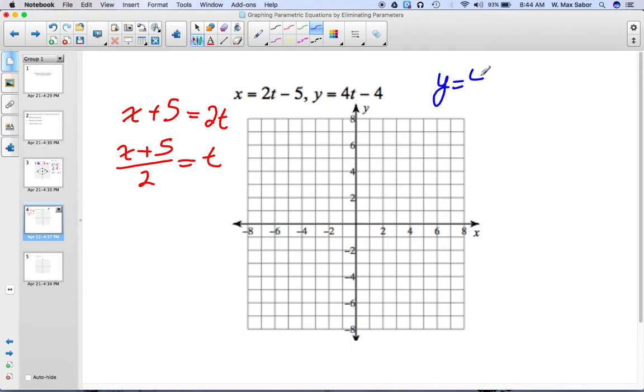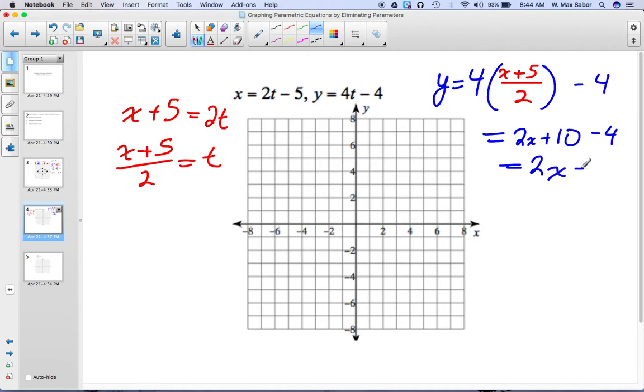So y equals 4 times x plus 5 over 2 minus 4. So 2x plus 10 minus 4, 2x plus 6. So y equals 2x plus 6. We know how to graph y equals 2x plus 6. So there is our linear graph.